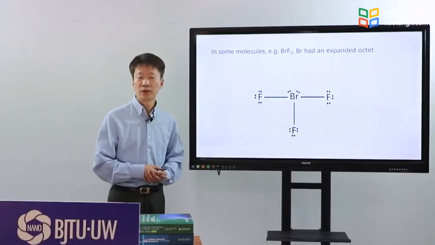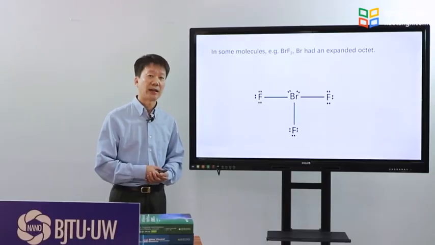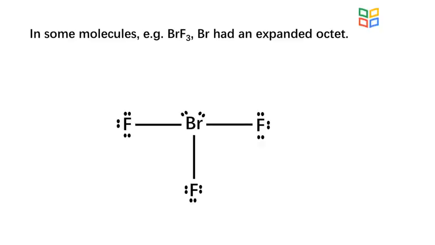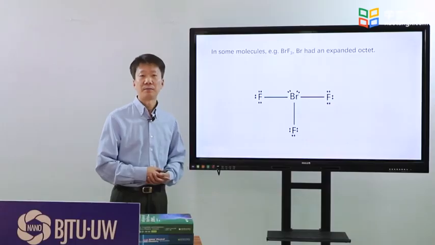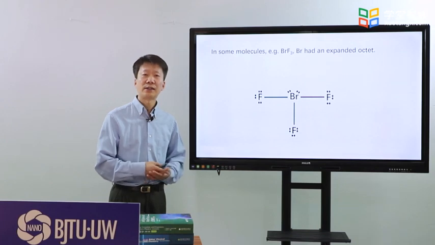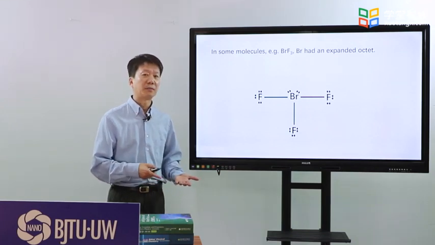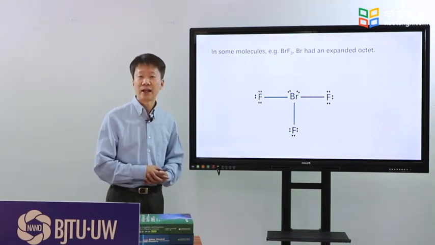The octet rule is applicable to small size atoms. Large size atoms have an expanded octet. More than 8 electrons can be carried in an atom. Here, in this example, the bromine atom has 10 electrons around it.